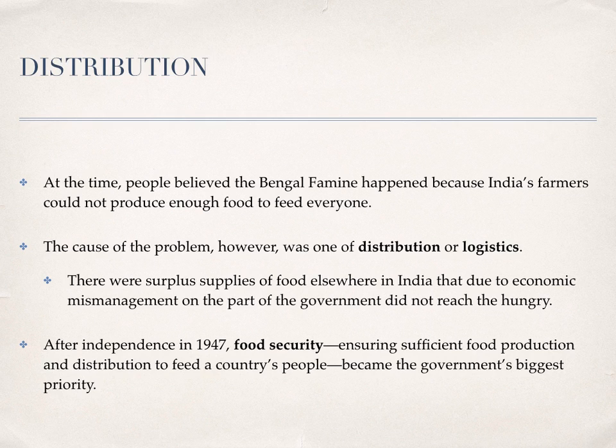After independence in 1947, the new Indian government was really concerned with what they called food security. And this was ensuring that sufficient food production and distribution was in place to feed the nation's people. This was their top priority.